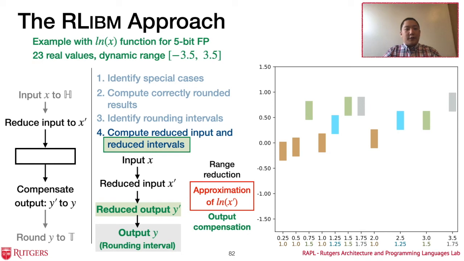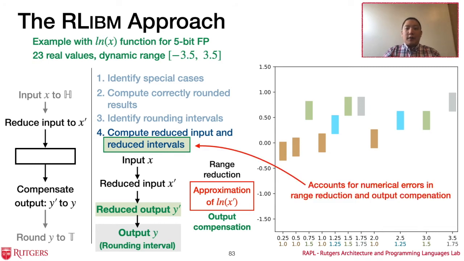Our method computes the reduced interval such that if our approximation of natural log of x prime produces a value in this reduced interval, then it is guaranteed that the output compensation function will produce a value in the rounding interval.